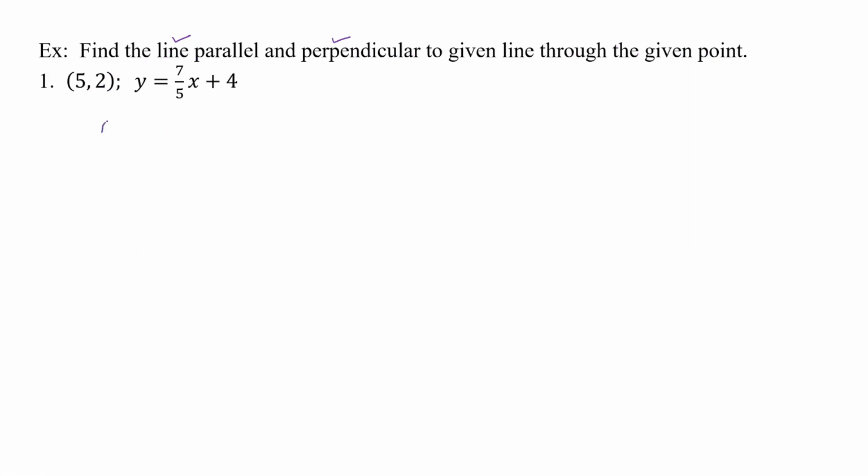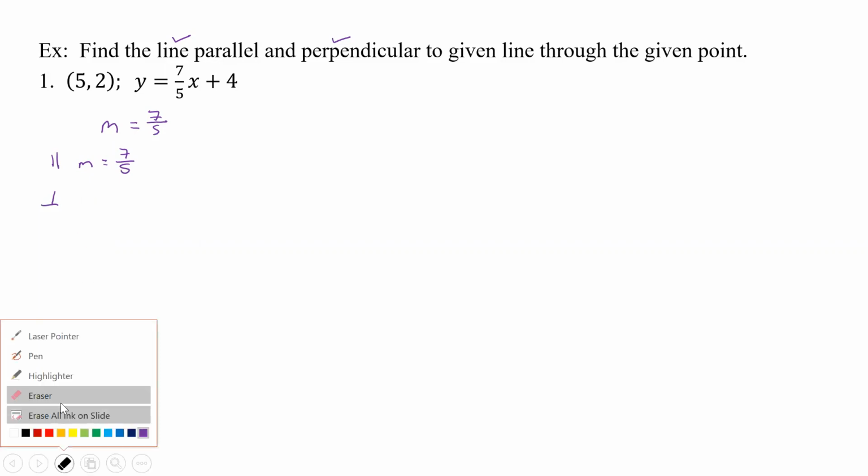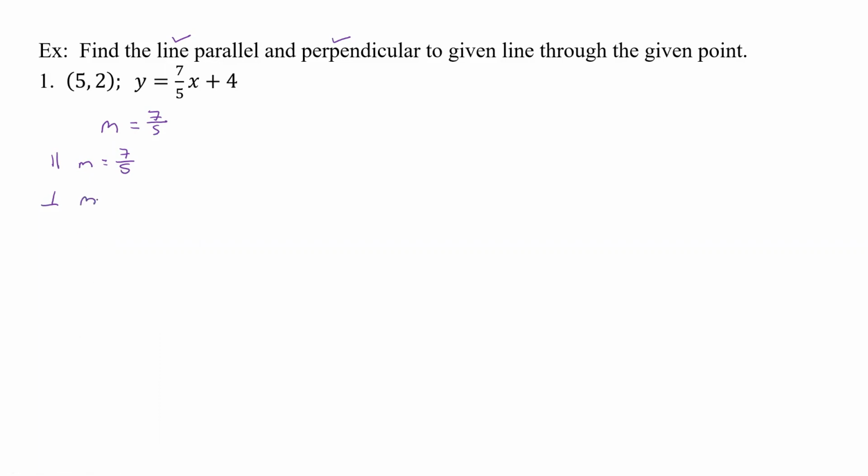And so we have m is equal to what? 7/5. So for the parallel, we get m equals 7/5. And for perpendicular, we get m... well, let's redo that a little bit to make it nicer. We get m equals, now the reciprocal of that's 5/7, and the negative is a negative here. Okay, so now we know this.